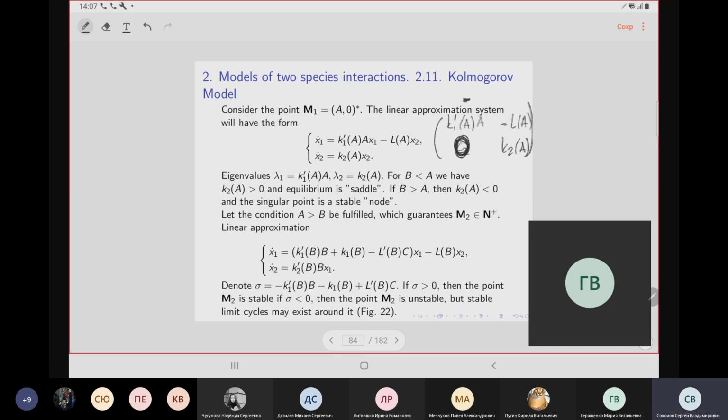Otherwise, if B is greater than A, then K2 is negative. Both of our eigenvalues are negative. And finally, we conclude that the singular point is a stable node, or a degenerate node if our eigenvalues are the same. But still, it is stable.